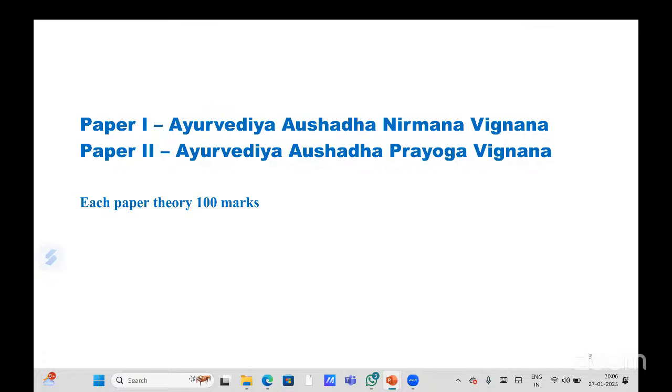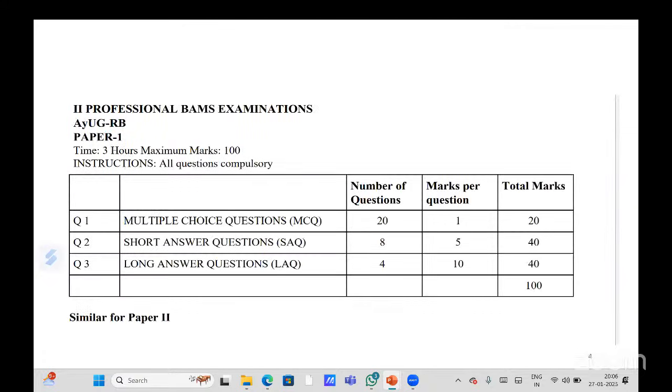When we go through the question paper, again, this is a new pattern question paper. In this, the MCQ questions are the total 20 marks. Each question carries 1 mark. That is multiple choice questions. And short answer questions, 8. Again, each carries 5 marks. That is 40 marks. And long answers, total 4 questions. And each question carries 10 marks. That is 40 marks. Total 100 marks. And similar paper 2 also.